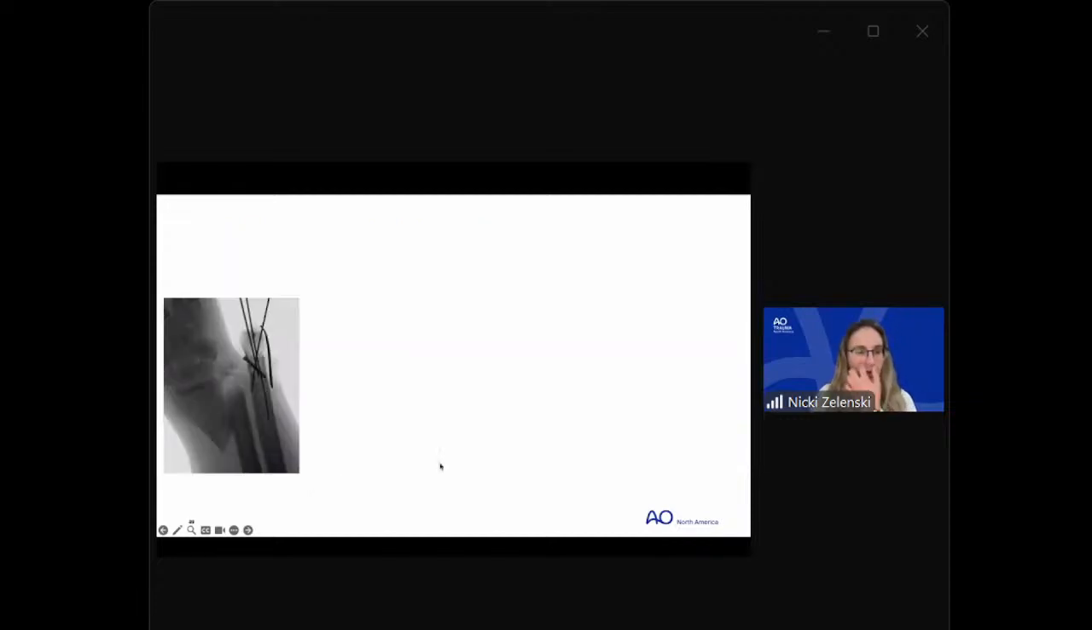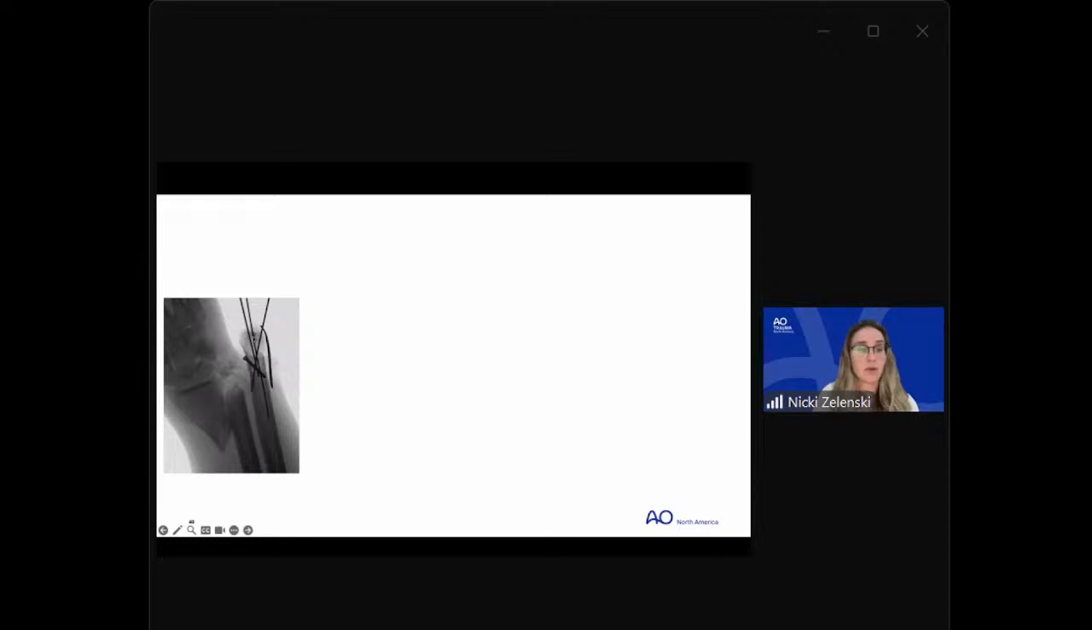So this is what I did. I initially tried to start with the radius. I actually approached the radius first after I washed out the open ulna, but I could not get that radius reduced with the ulna sitting in the back of the wrist. So I had to take the ulna out of the back of the wrist. It was unfortunately almost entirely devoid of soft tissue.